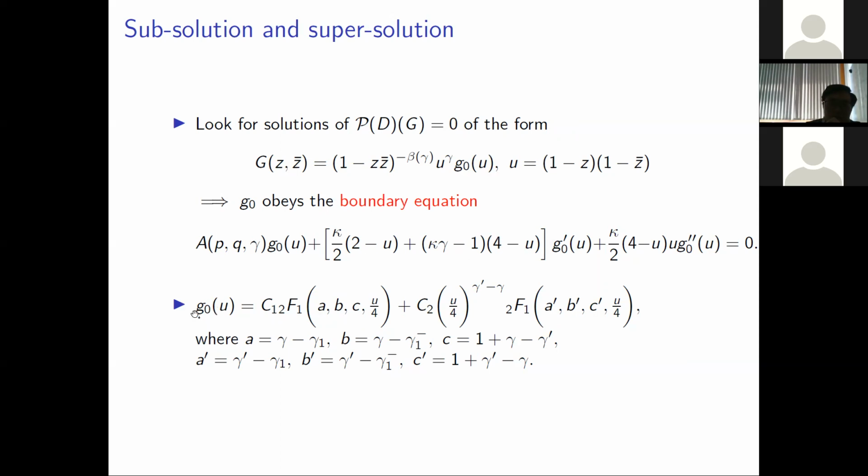Okay. As this equation can be seen as a hypergeometric equation, we get the general solution as the linear combination of the two hypergeometric functions, right? Okay. As we see here, in the parameters A, B, C, there are the gamma plus and gamma minus. So we just want to find a necessary condition for the solutions of the PDE, G equal to zero, to have this form. The condition is that G0 should be the solution of the equation.